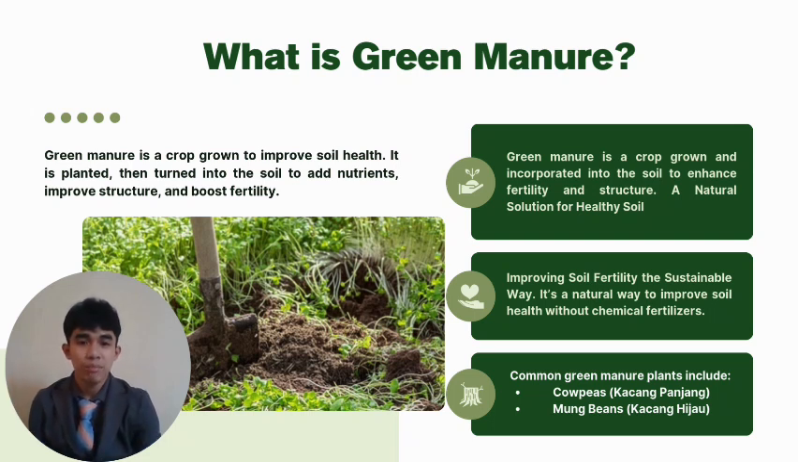Green manure can improve soil fertility the sustainable way. It is a natural way to improve soil health without chemical fertilizer. Common green manure used in Malaysia is cowpeas, or kacang panjang, or mung beans, kacang hijau.